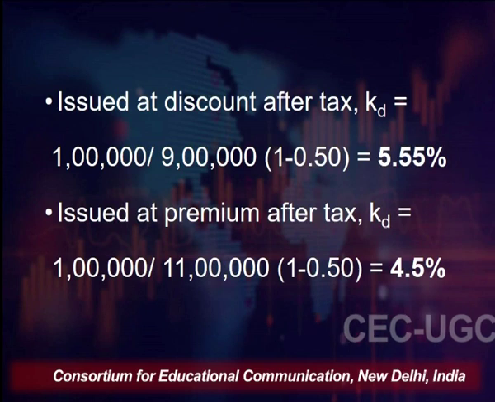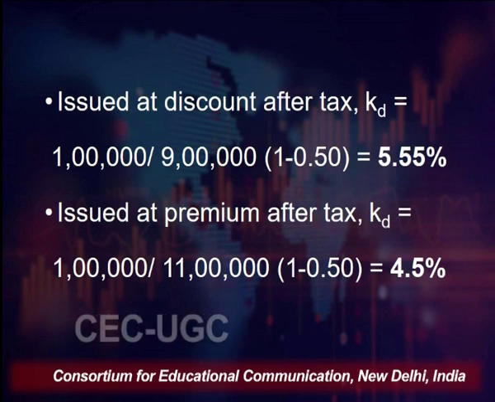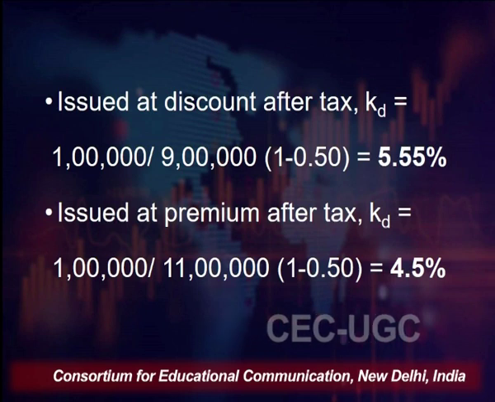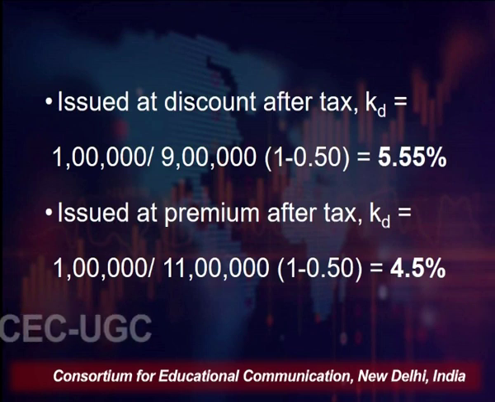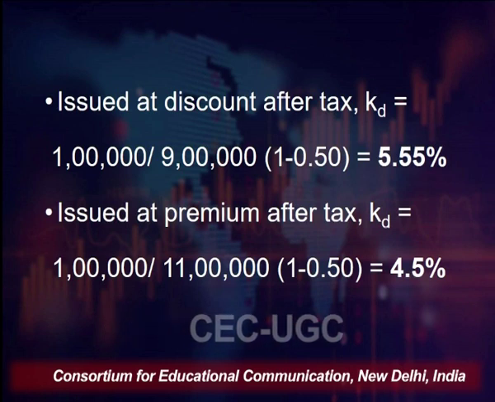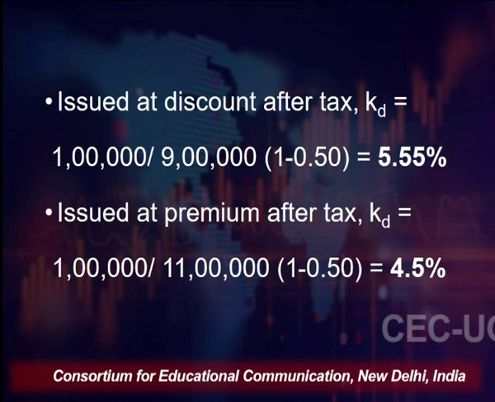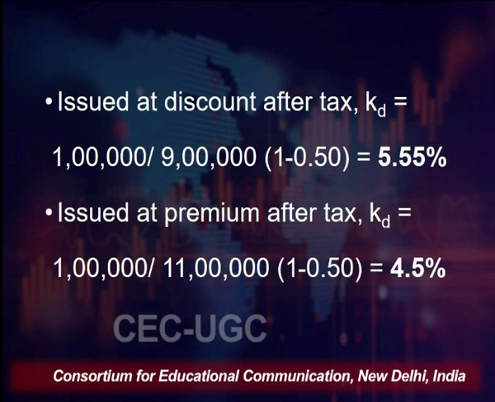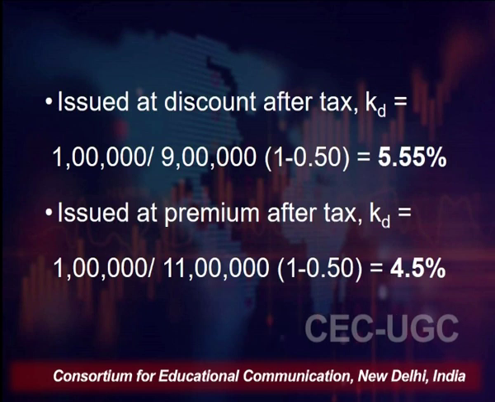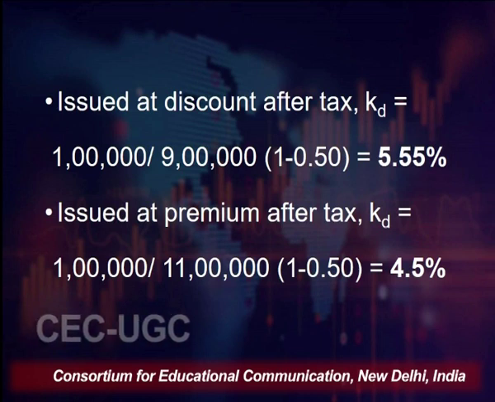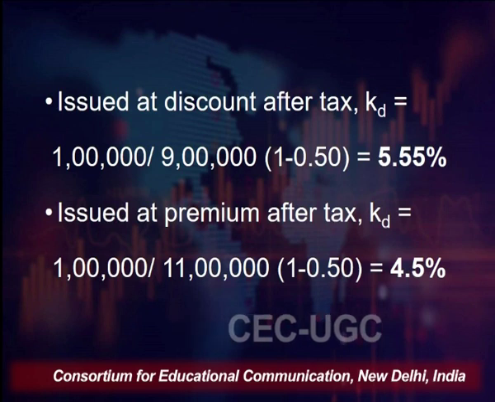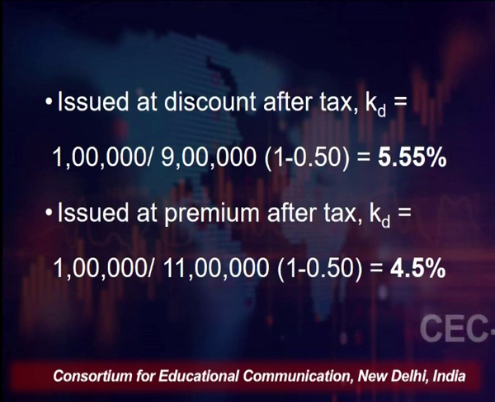Now, there is a third case when these bonds are issued at premium. Now, when the bonds are issued at premium, the value of bond, that is B0, will be 10 lakh plus 1 lakh, 10% of value of bond. So, the value will be 11 lakh. Putting the values in the same formula, 1 lakh is our interest divided by 11 lakh, which is our value of bond, multiplied by 1 minus 0.5, which will give us 4.5%. So, the cost of capital when we have issued the bond at premium, 10% premium, will be 4.5%. So, this is how we can calculate the value of bonds, right, or the cost of capital for debt.